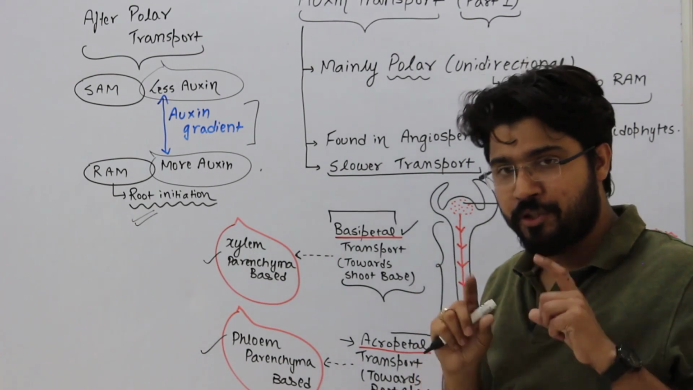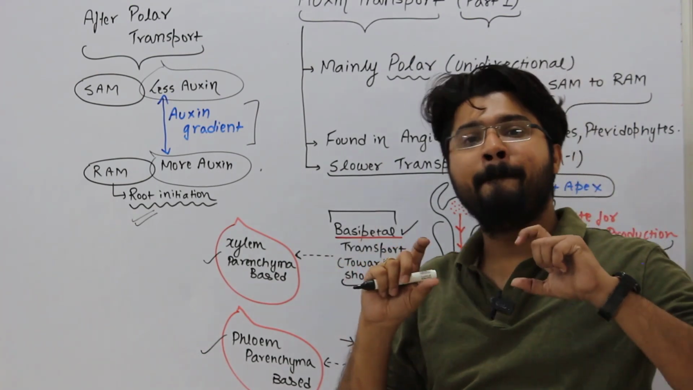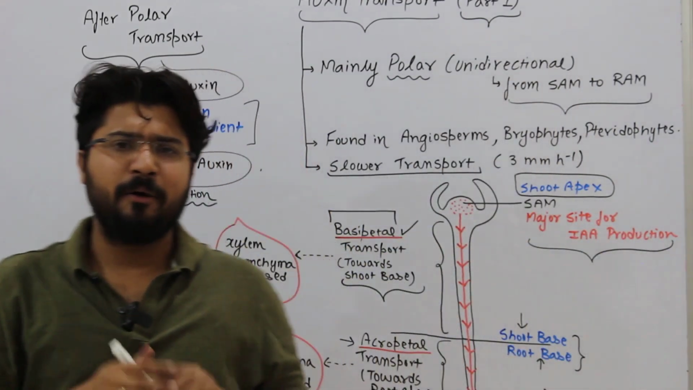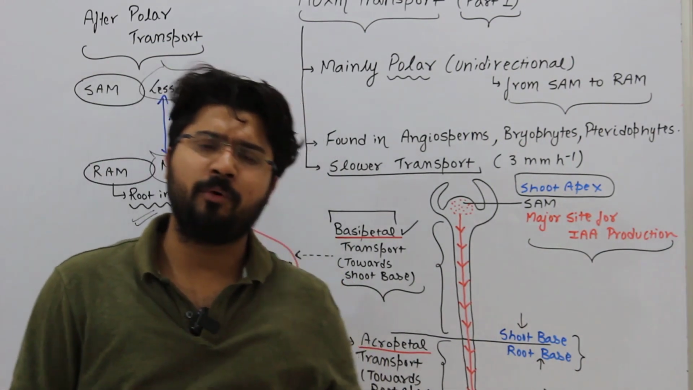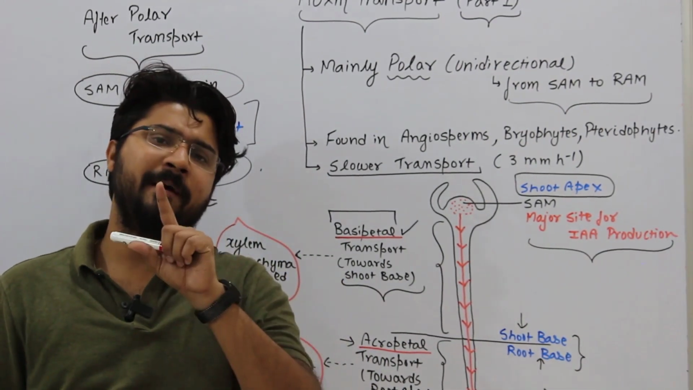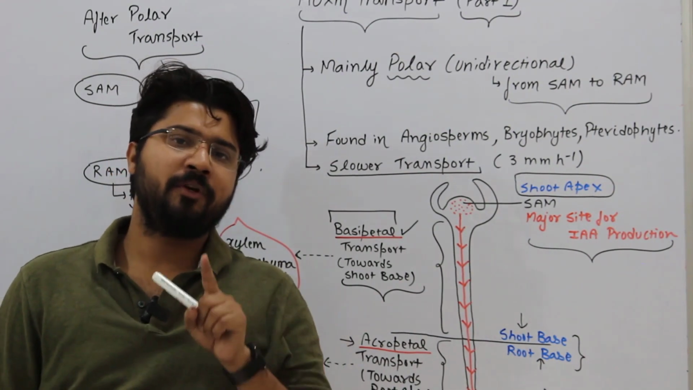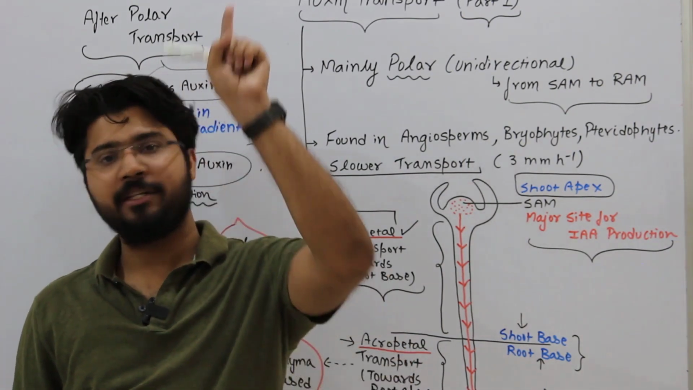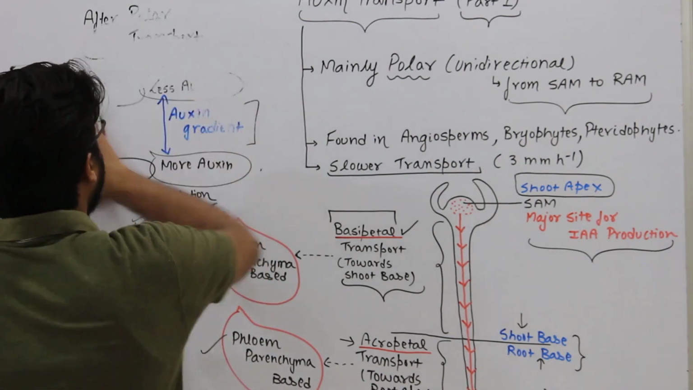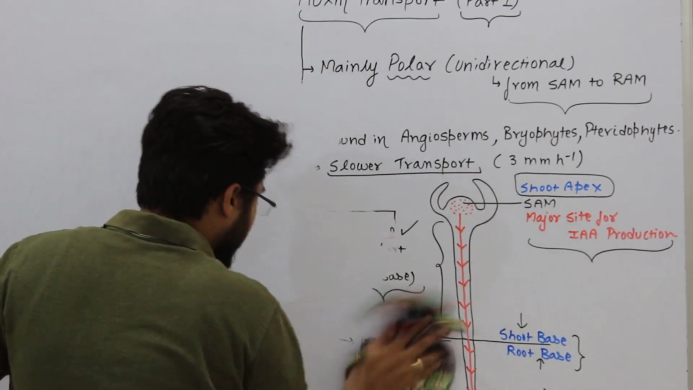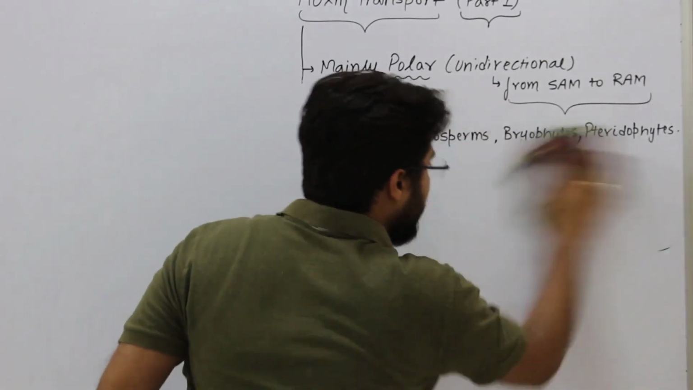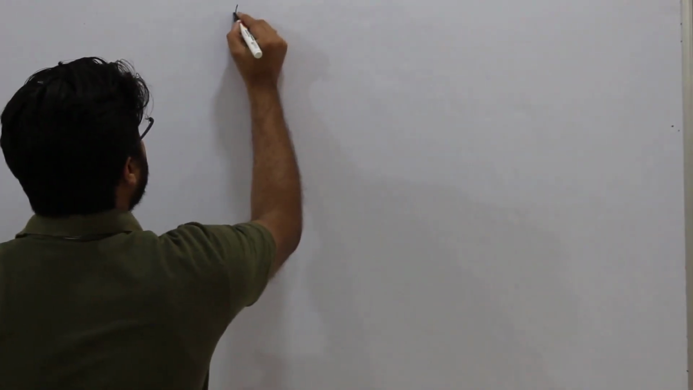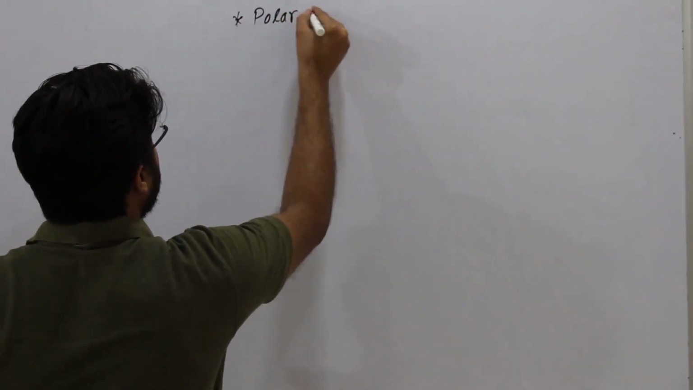So this is one basis which should be clear to you, what is the main action that polar transport brings about. Now, coming to one of the very unique properties of polar auxin transport, it always happens in a cell-to-cell fashion, which we call apoplast transport. I will give you a brief introduction to the word apoplast, then the entire mechanism will come in part 2 of the transport lecture. Now the next point: polar auxin transport occurs in a cell-to-cell fashion.